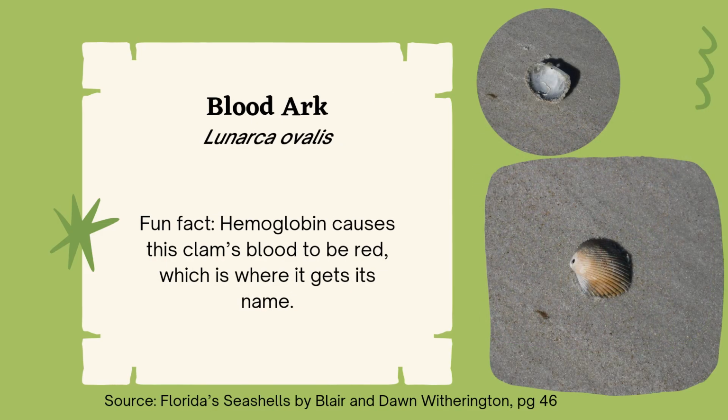So here we have the blood ark, or Lunarca ovalis, and so they have over 29 ribs that I can count, which are deep with a straight hinge line with grooves and a brown coloration on the upper side. And I think that it's likely a blood ark, but it could be just anything in the family Arcidae. But they have hemoglobin that causes this clam's blood to be red, which is where it gets its name from.